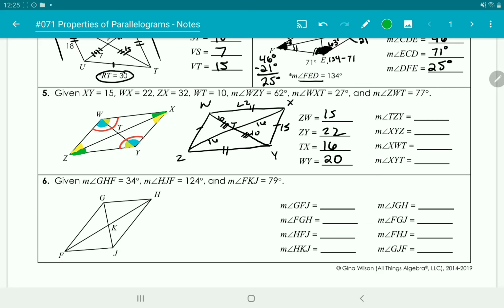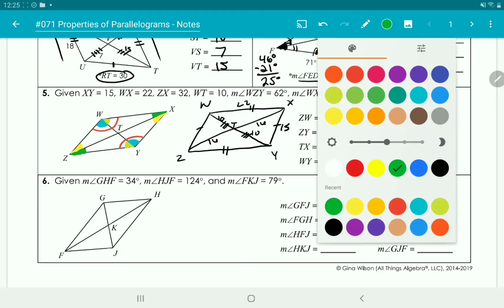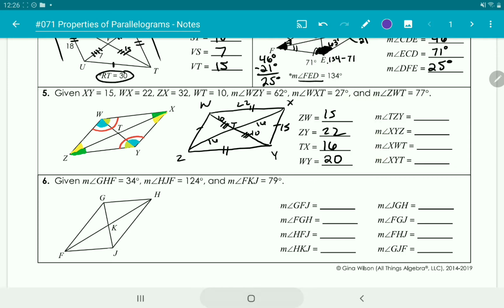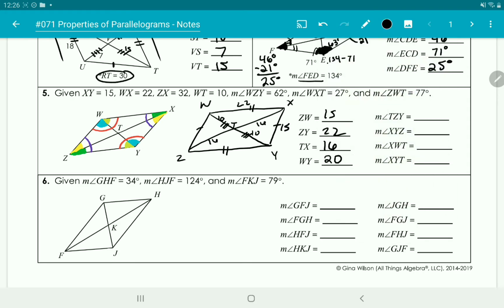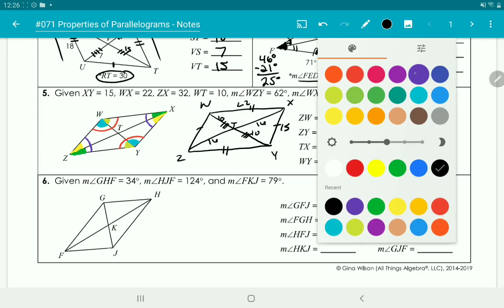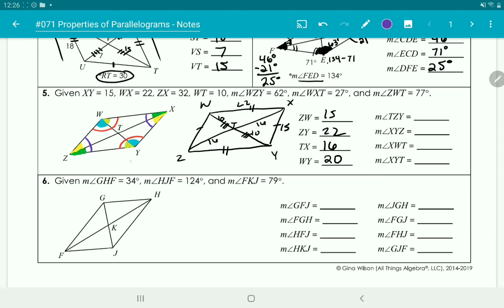And then again, we need a color for just the entire angle across. I will use a purple. It's going to be the same as that one. Okay. Now, let's go ahead and label them. So, WZY. WZY is going to be the entire one over here, so it's going to be purple. I'm going to do it like that. 62 degrees.